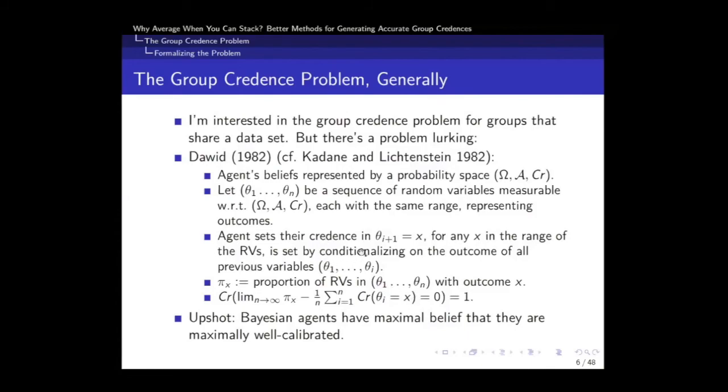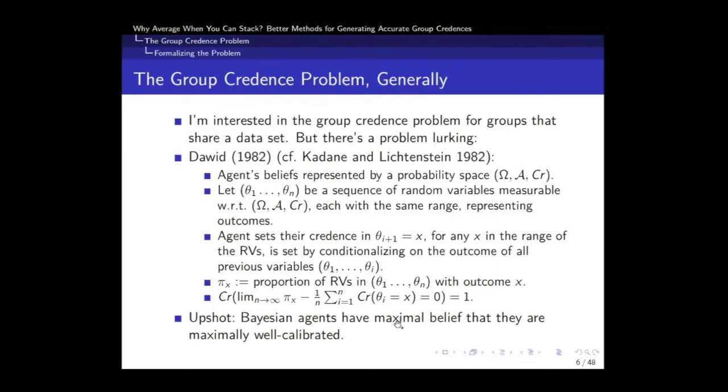The agent sets their credence in any of these random variables, theta i plus 1, taking some value x, for any x in the range of those random variables, by conditionalizing on the outcome of all the previous variables. So when it comes time to have beliefs about the next observation, they conditionalize on all of the previous observations in order to set that credence. We let pi x be the proportion of random variables in that sequence with outcome x.